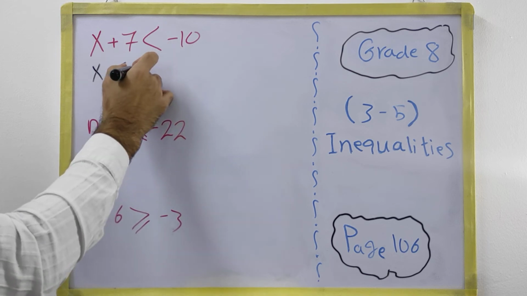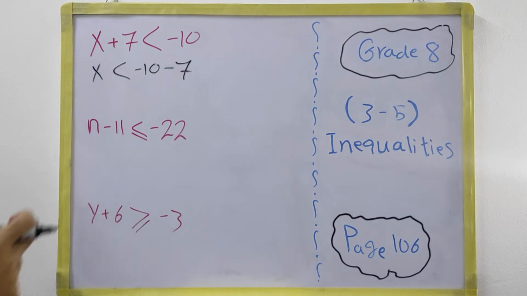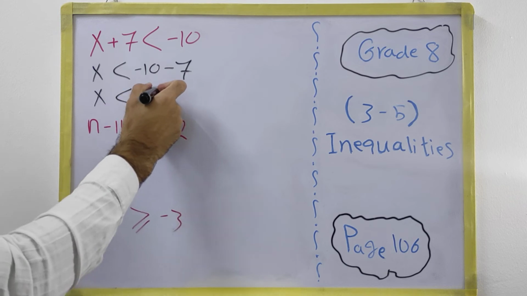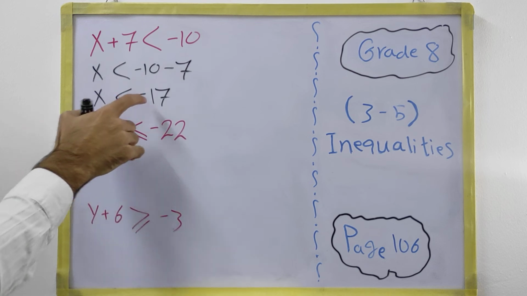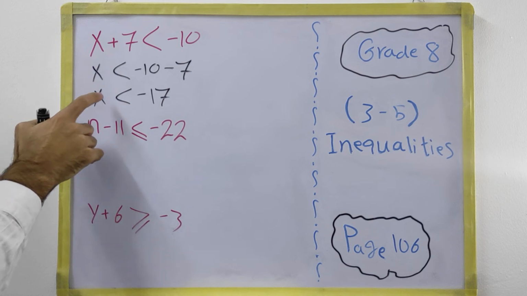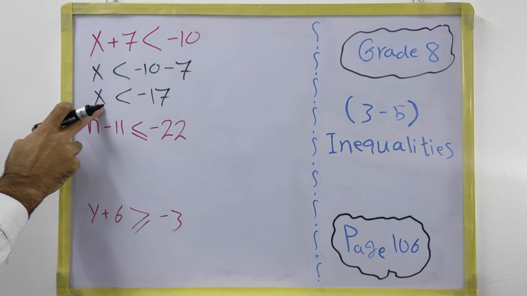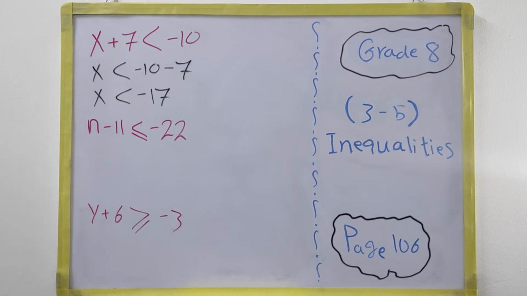X less than negative 10, it will be minus 7. Negative 10 minus 7 will be negative 17. It means x is less than negative 17. Any number which is less than negative 17 would be the solution for this inequality. It can be negative 18, negative 19, negative 22, negative 25. Any number which is less than negative 17 is the result for this inequality.